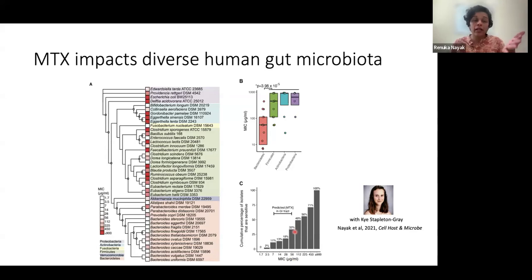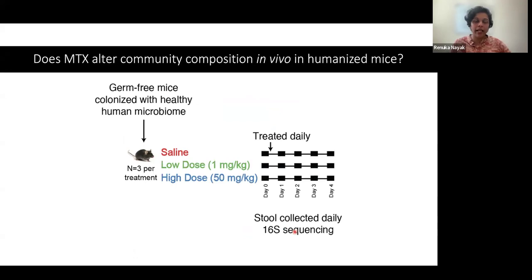So, this in vitro study kind of raises the possibility that there's biological possibility that methotrexate may be acting on the gut microbiome. So again, that was in vitro. We then turned to our mouse experiments to look in vivo. We started with germ-free mice, and we colonized them with a healthy human microbiome. We treated them either with saline, low dose, or high dose oral methotrexate. And then we were asking what happens to the microbiome in vivo.